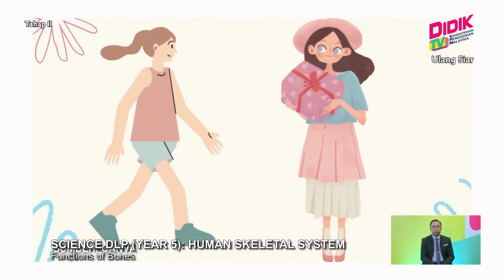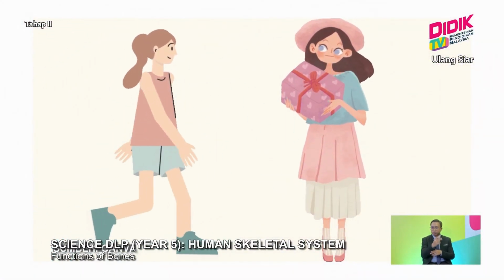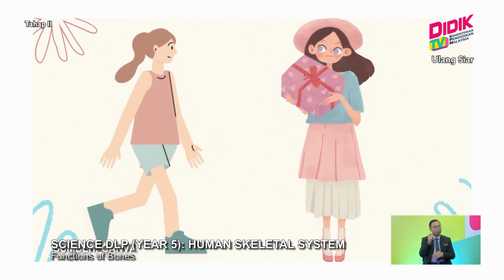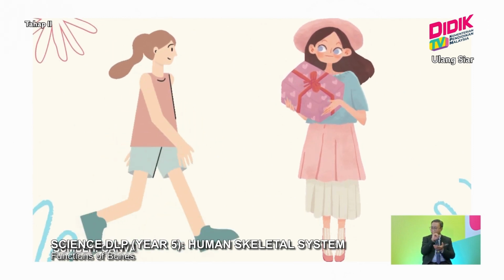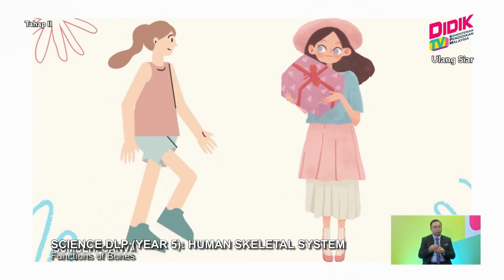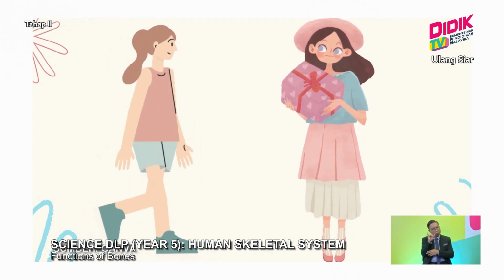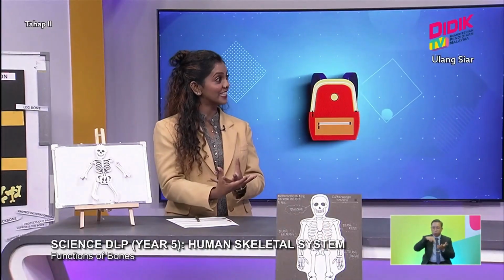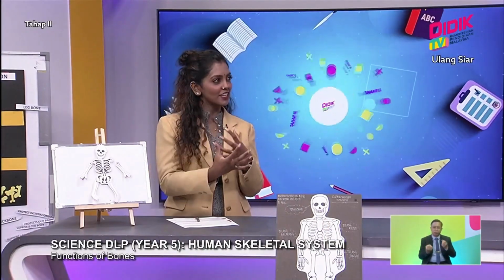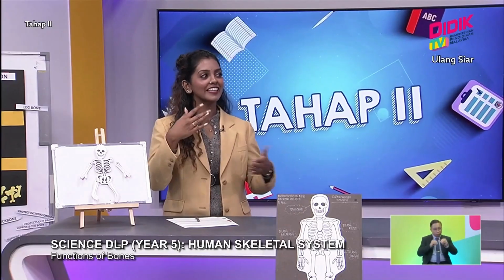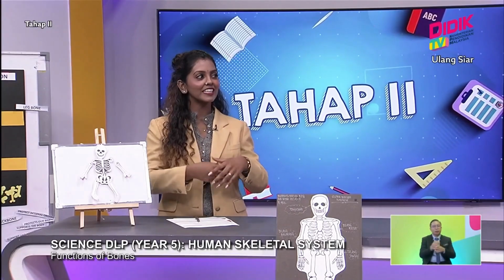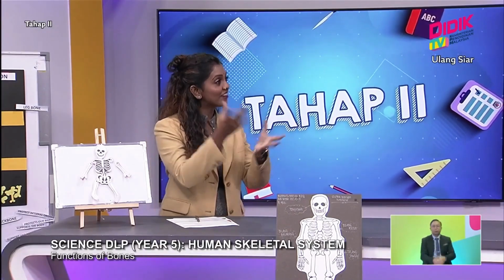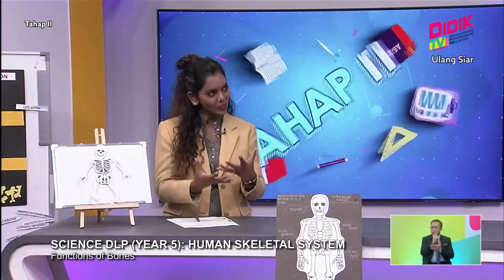Okay, what you can see here, Divya? I see a girl walking, and there's another girl holding a gift. Why can she walk? From what you taught us, she can walk because her leg bones are supporting her. Exactly. And she can move her hands because her hand bones are supporting her. And she can hold the gift, right? Because her hand bones are supporting her.